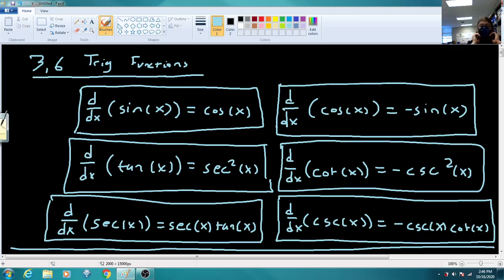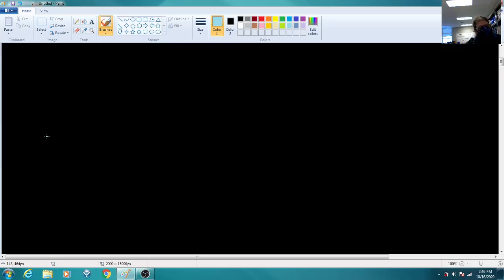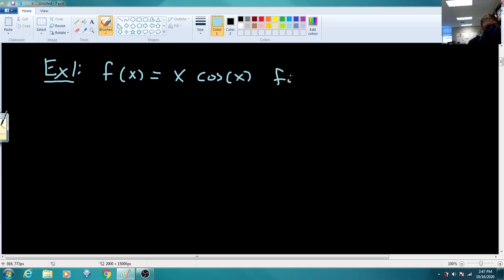And then we got three examples that we're going to go through and just cover real quick, talk about using these, and then we'll wrap it up there. So first example. They give us f of x is x cosine of x, and they want us to find f double prime.